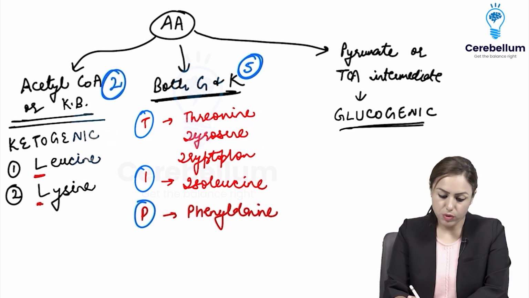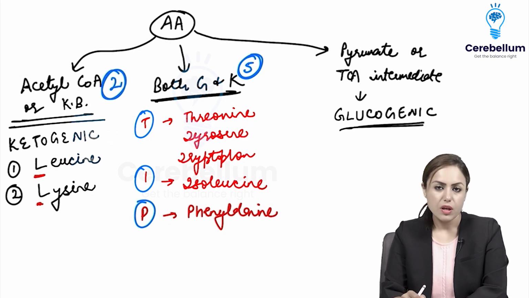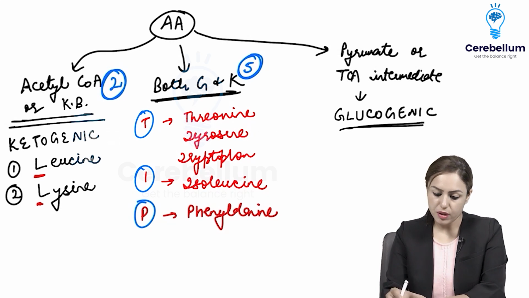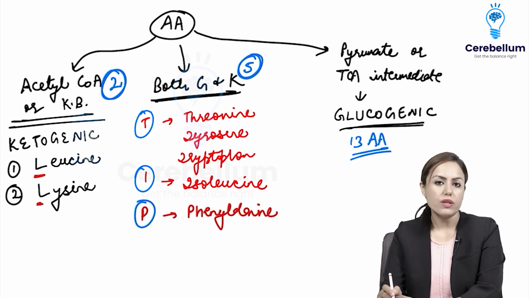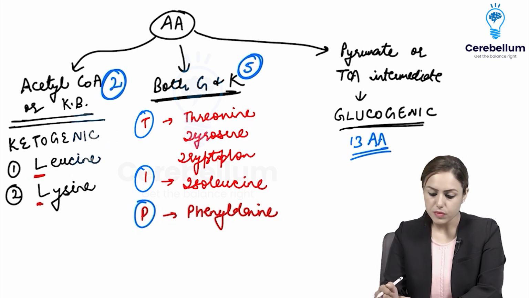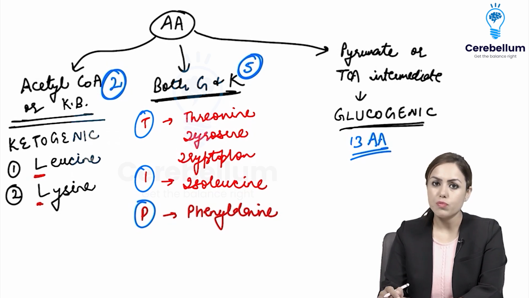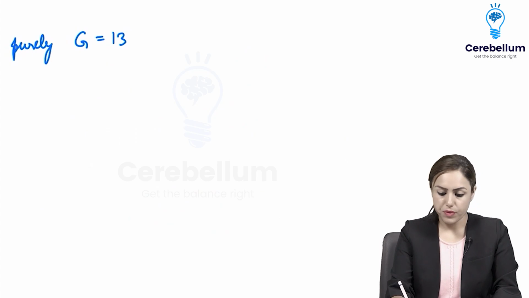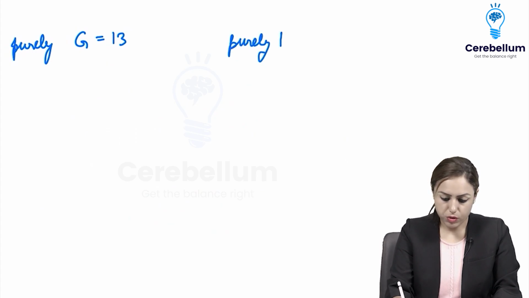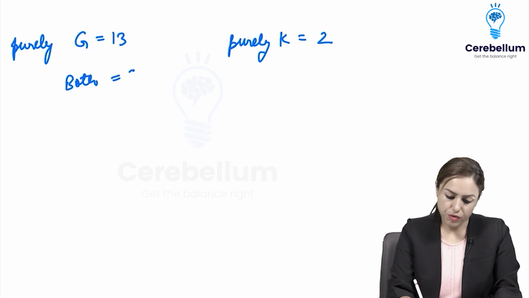We have 2 amino acids in ketogenic category. So how many are left out of 20? 13 are left. 13 amino acids are left, right? So 13 are purely glucogenic, right? And I already told you in this most glucogenic is alanine. So purely glucogenic are 13, purely ketogenic are 2, and in both category we have 5 amino acids.